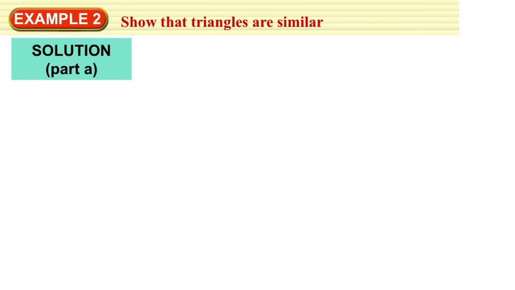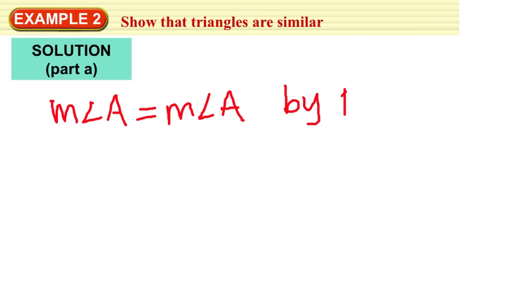Alright, so the solution to part A, we can see that the measure of angle A belongs to both triangles. So the measure of angle A is congruent to the measure of angle A, or equal to the measure of angle A, by the reflexive property. So just being really thorough and naming why we can say that, it would be by the reflexive property. But hopefully it's obvious to you that that angle is shared by both of those triangles.